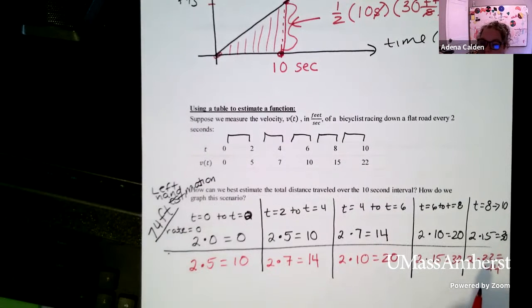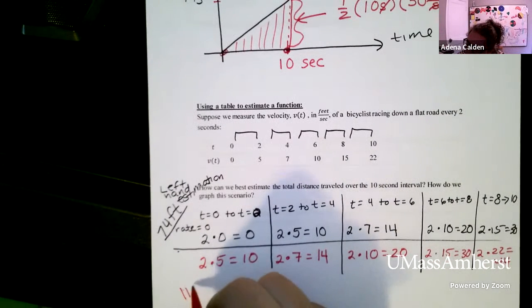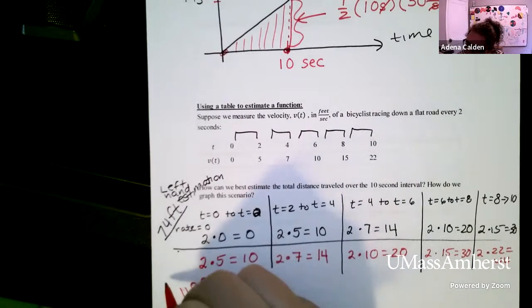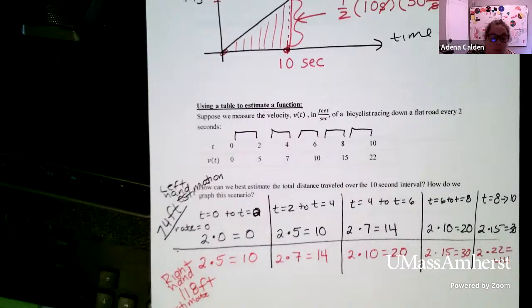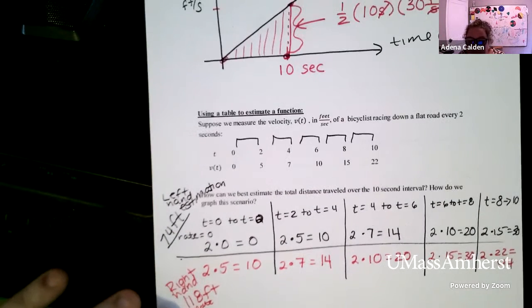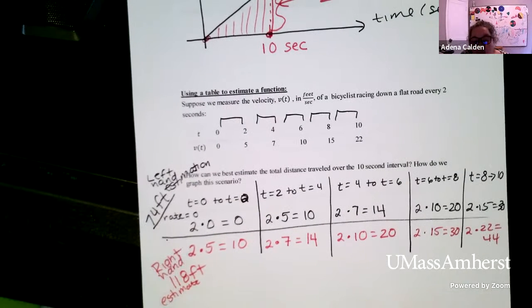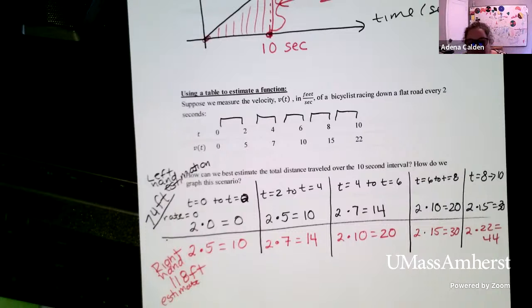So when I add up all these numbers, 44 plus 30 plus 20 plus 14 plus 10, I'm going to get 118 feet as a right-hand estimate. Okay, so we can see that the right-hand estimate is bigger than the left-hand estimate. Okay, so that is not always true. Sometimes the left-hand estimate's bigger, sometimes the right-hand estimate's bigger. It depends on the problem you're looking at.